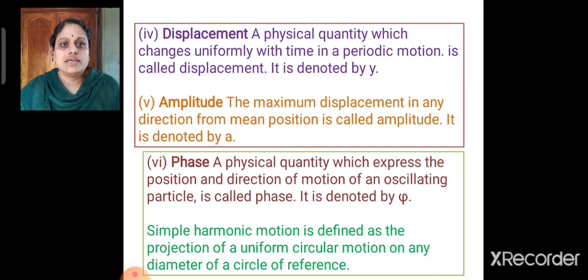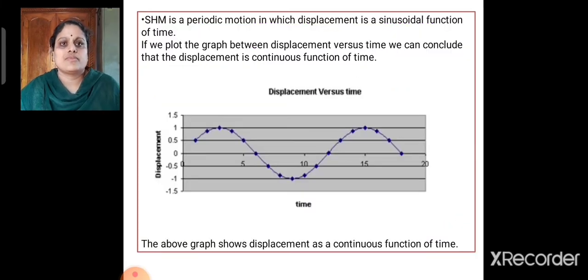Now we are going to see in the next module that simple harmonic motion is a projection of uniform circular motion on any diameter of a circle. So we had seen that SHM is periodic, in which displacement is a sinusoidal function of time. If you plot a graph between displacement and time, we can conclude that displacement is a continuous function of time.